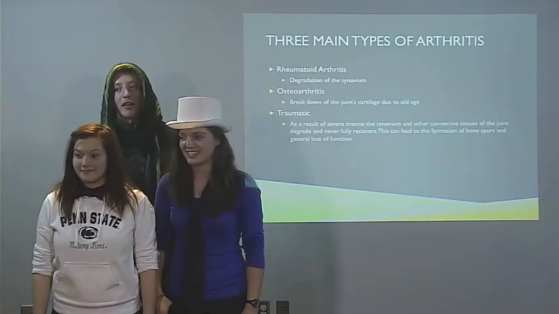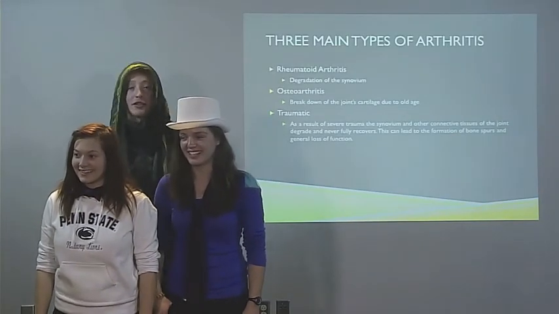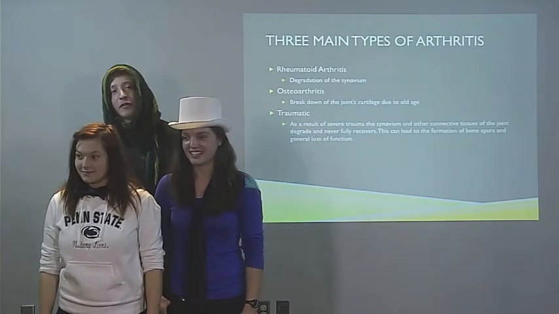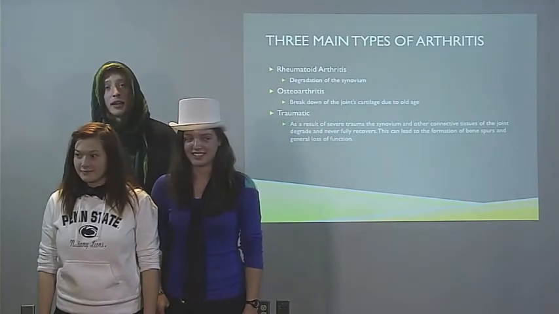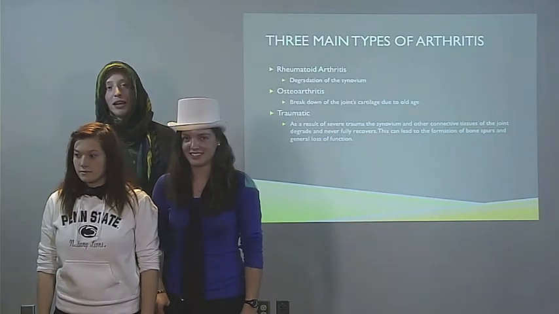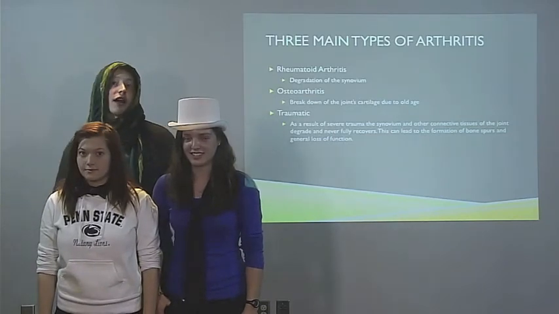There are three main types of arthritis. There's traumatic arthritis, osteoarthritis, and rheumatoid arthritis. The three main differences are that traumatic arthritis is an acute onset due to an injury and major damage to a joint, like a car crash.